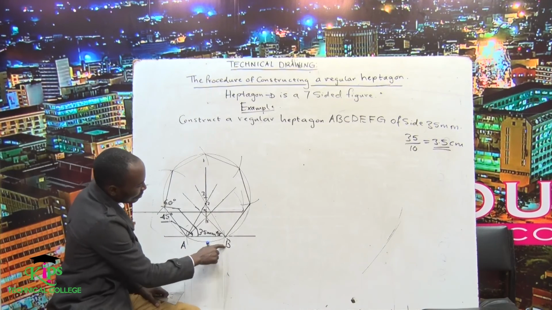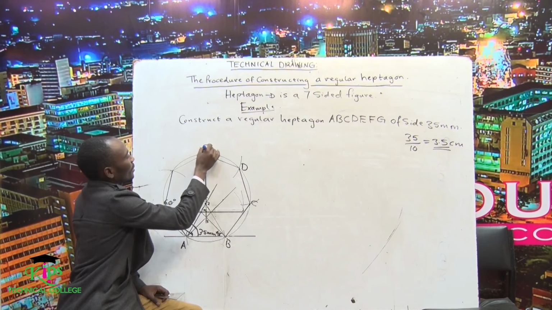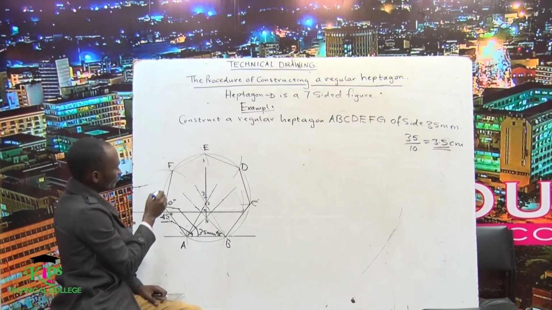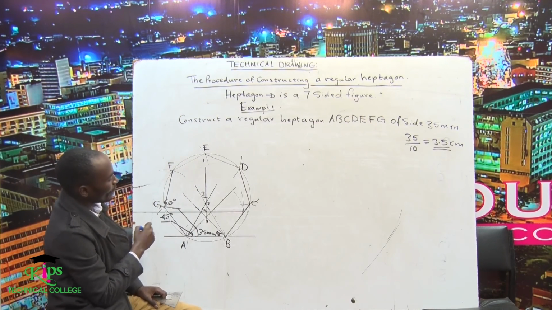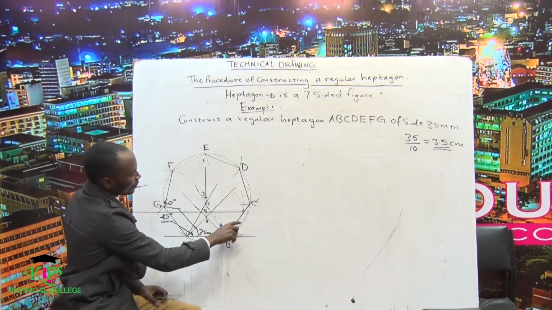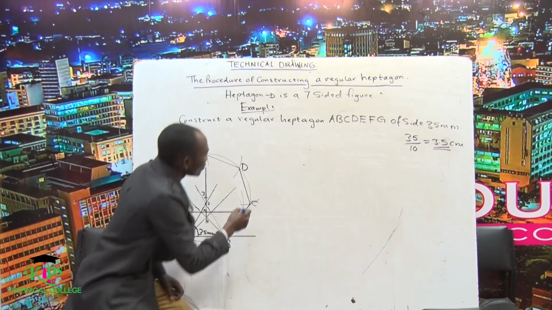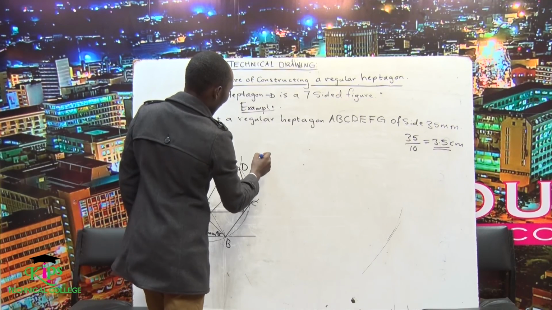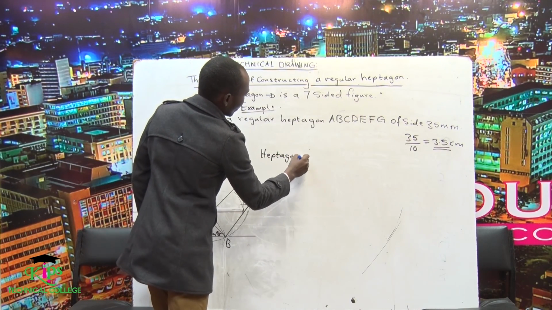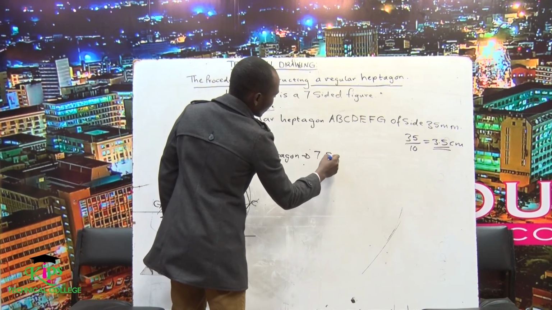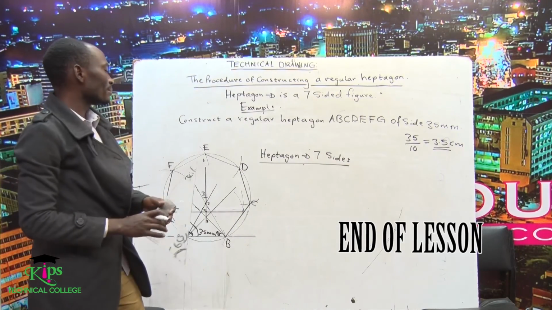So we have A, B, C, D, E, F, G. How many sides does it have? We have 1, 2, 3, 4, 5, 6, 7. Because it is a heptagon, it has 7 sides. So use the same procedure to construct this regular heptagon.